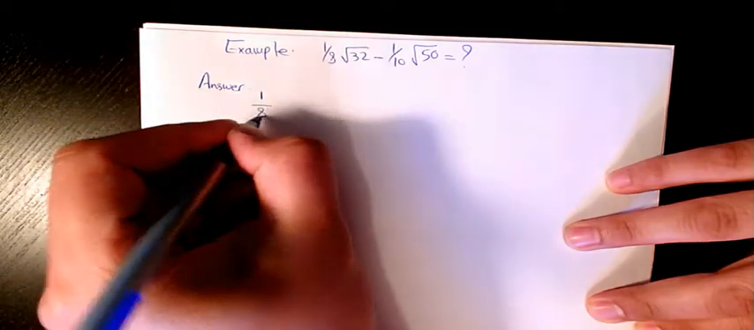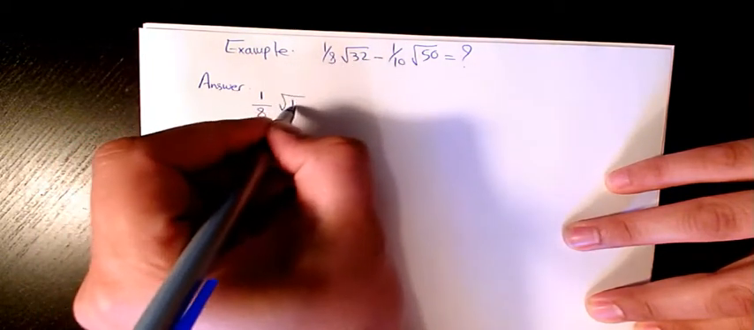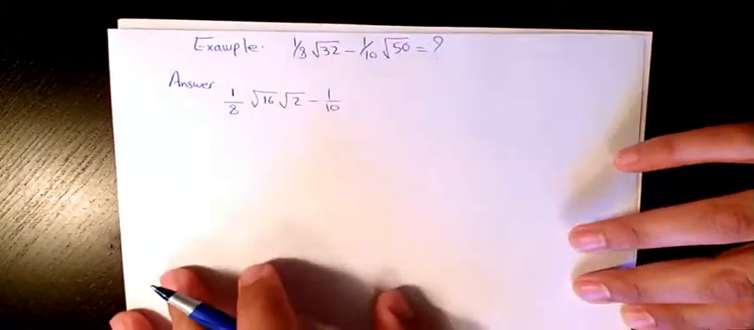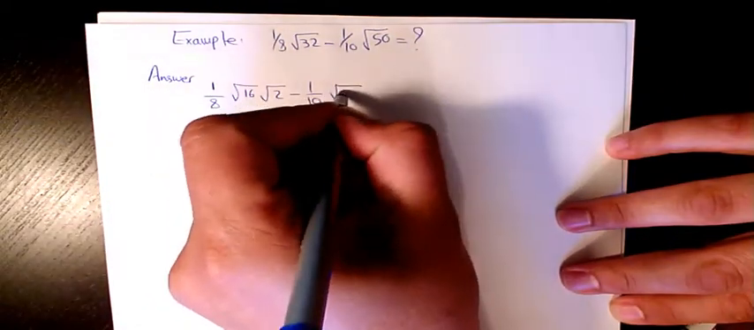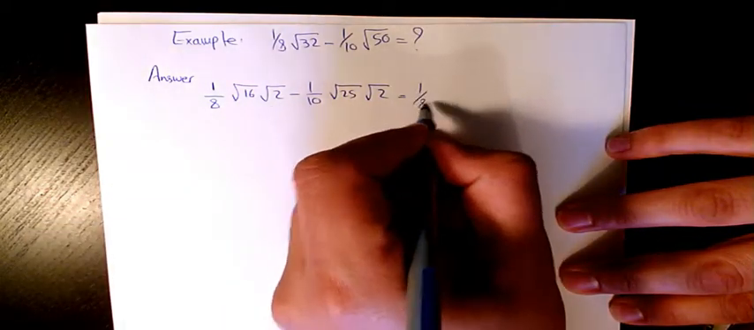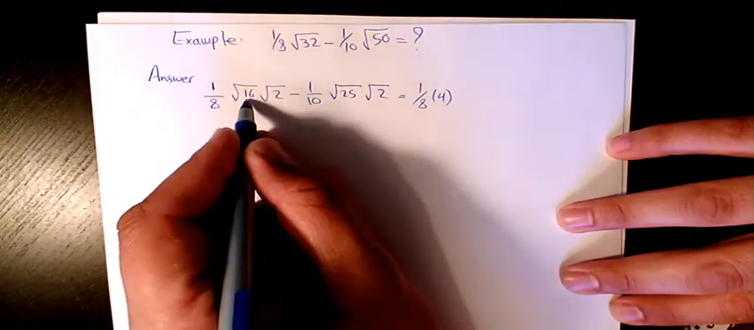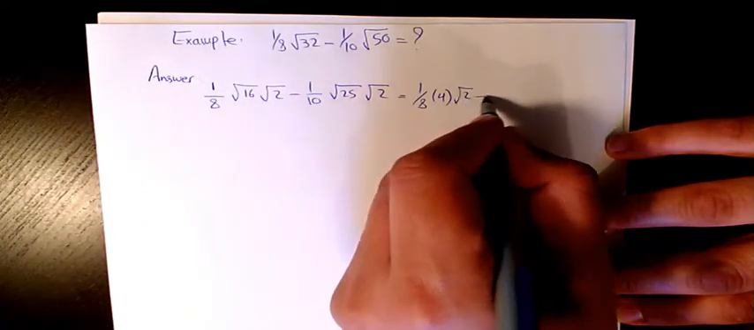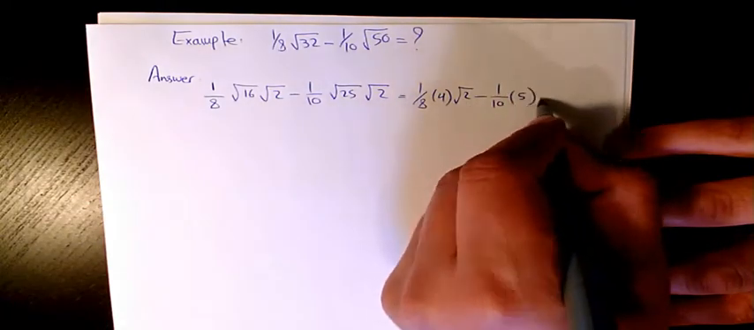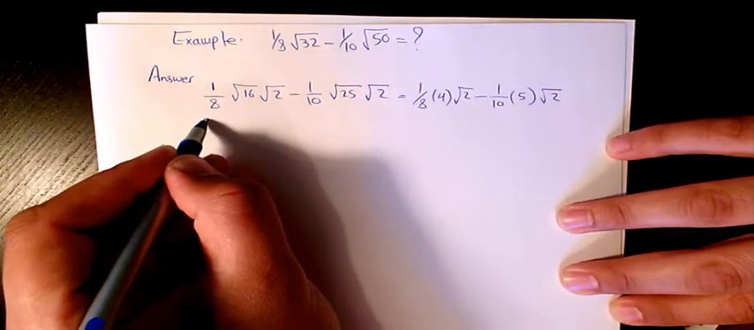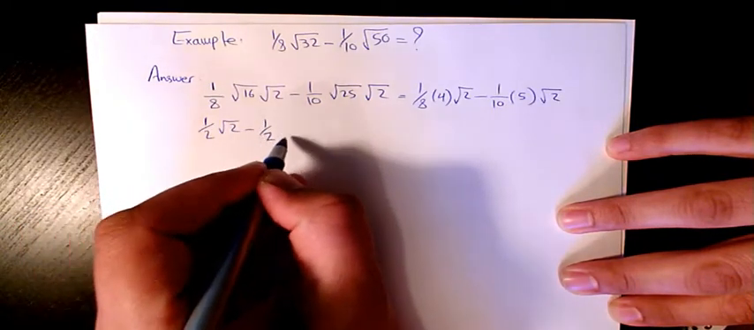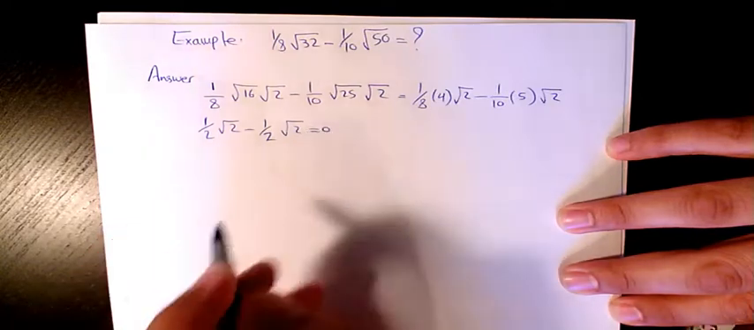1/8. 32 is 16 times 2 and 50 is 25 times 2, which makes it 1/8. Square root of 16 is 4. 1/10. Square root of 25 is 5 root 2. That makes it 1/2 root 2 minus 1/2 root 2. That makes it 0.